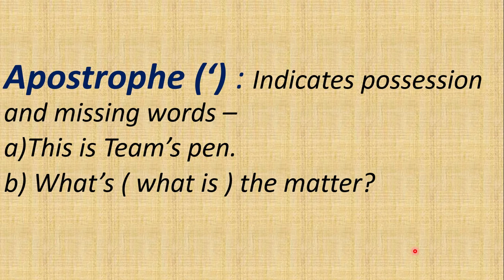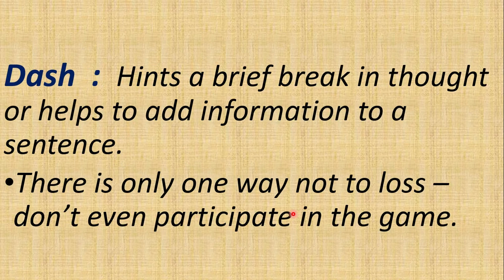অ্যাপোস্ট্রফি তোমরা মনে রাখো যে কোনো শব্দের শেষে অন্য কোনো অ্যালফাবেট যোগ করার জন্য, বিশেষ করে এস যুক্ত করার জন্য আমরা সেই একটা অ্যাপোস্ট্রফি এস বলি, অ্যাপোস্ট্রফি দিয়ে থাকি। Indicates possession and missing words. This is time span. What's that meter? Look at the example. This is time span. What's the meter? You understand? Once again, what's, দেখো এখানে আমি সেটা অ্যাপোস্ট্রফি করে ব্যবহার করেছি। Then dash hints a brief break in thought or helps to add information to a sentence.